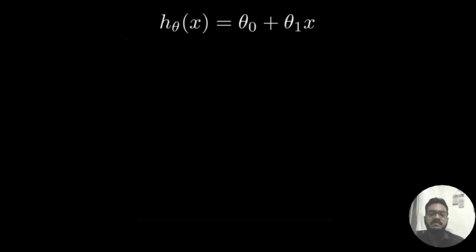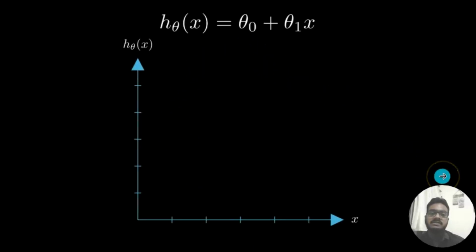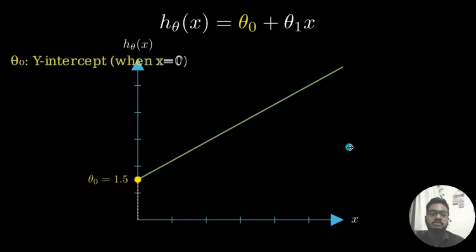Now, every line we know has a story, which is told by two numbers. Here you can see those two numbers as theta naught and theta 1. X is called the independent variable, where h theta of x is the dependent variable. Theta 0 is called the y-intercept. That means we can get the value of theta naught by substituting x equal to 0.